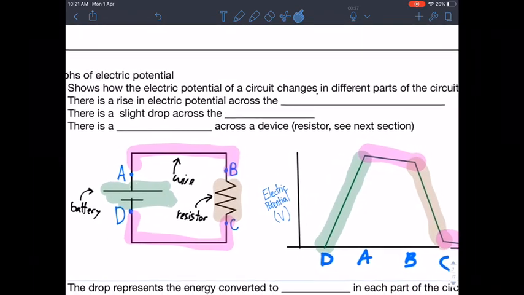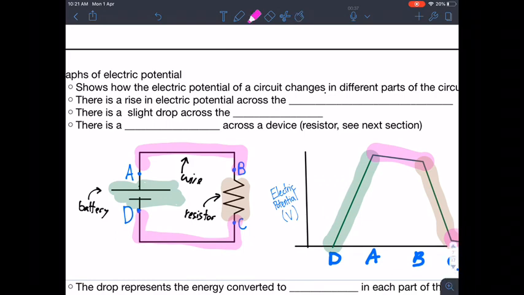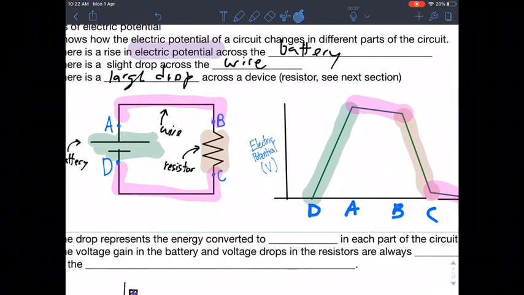So what we will see is that there is a rise in the electric potential across the battery, because the battery is providing the electric potential energy. There will be a slight drop in electric potential across the wire, and there will be a large drop in electric potential across whatever the device is. That could be a resistor, just generally.